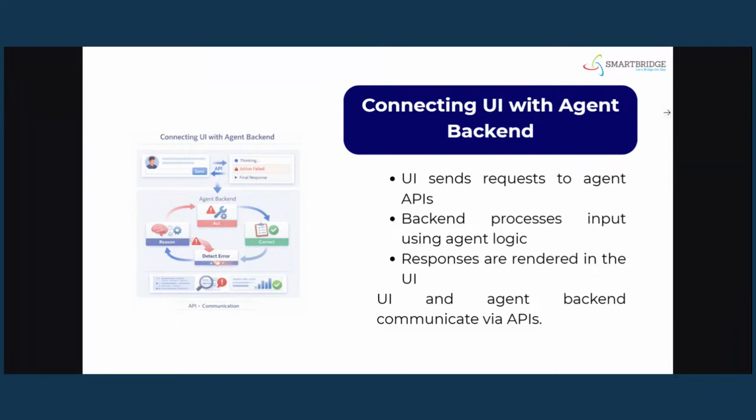So now let's understand how the front end and the agent backend actually talk to each other. This is very important, how the front end and backend talk to each other in agentic AI. Because this connection is what makes the whole system work smoothly. The front end never talks directly to the AI logic. Instead, it sends requests to the backend through APIs. This separation is very important because it keeps the system secure, organized, and easy to scale.